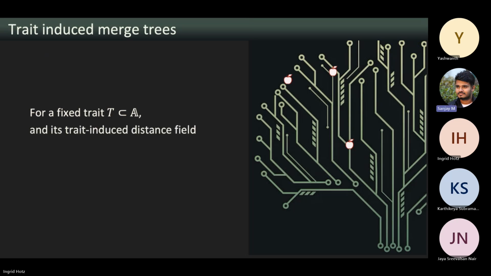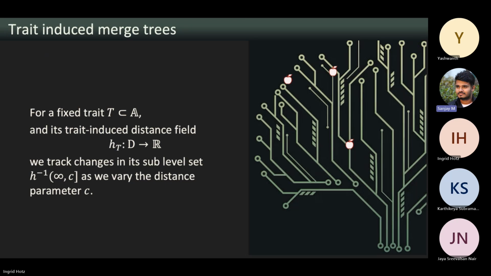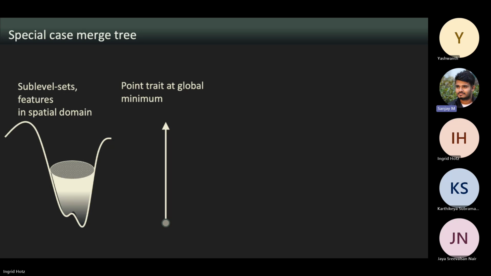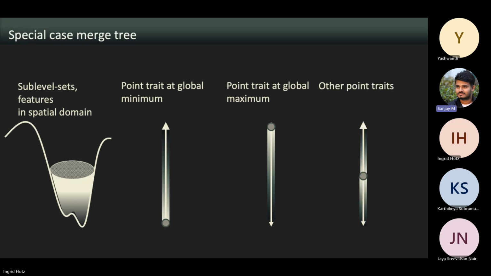So this is just again writing it down. A fixed trait, which is a subset. We have the trait induced distance field. We then look at the changes in topology in the preimage of our sublevel set. A special case is for sure the merge tree. The trait is just the deepest point, and then we can filter by the distance here. We also can put the point on the top. We also can put it anywhere in our attribute space, so it already provides much more flexibility than the original.